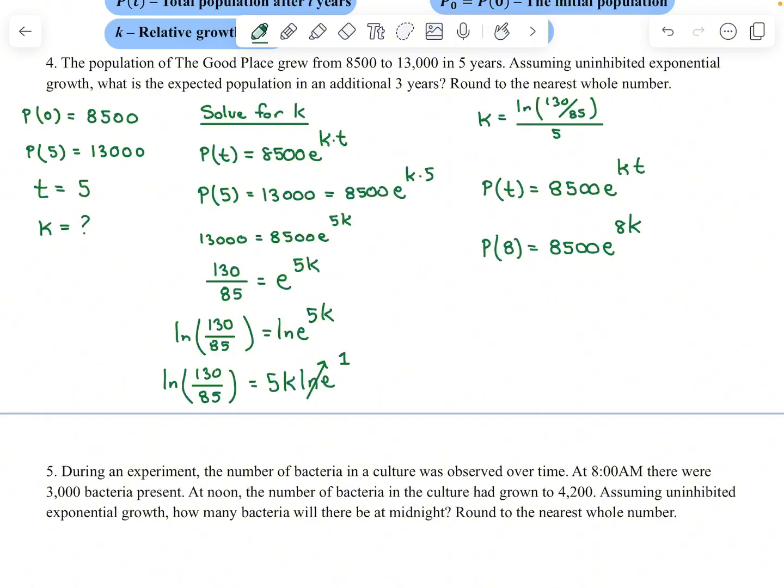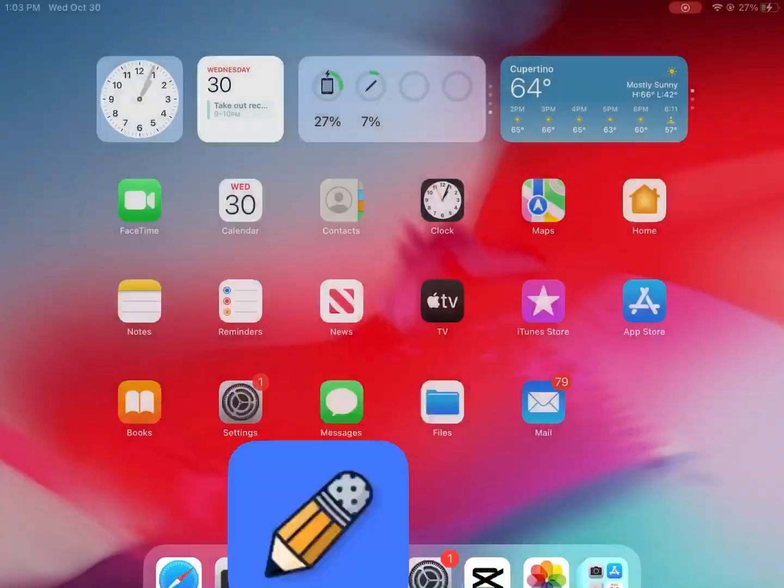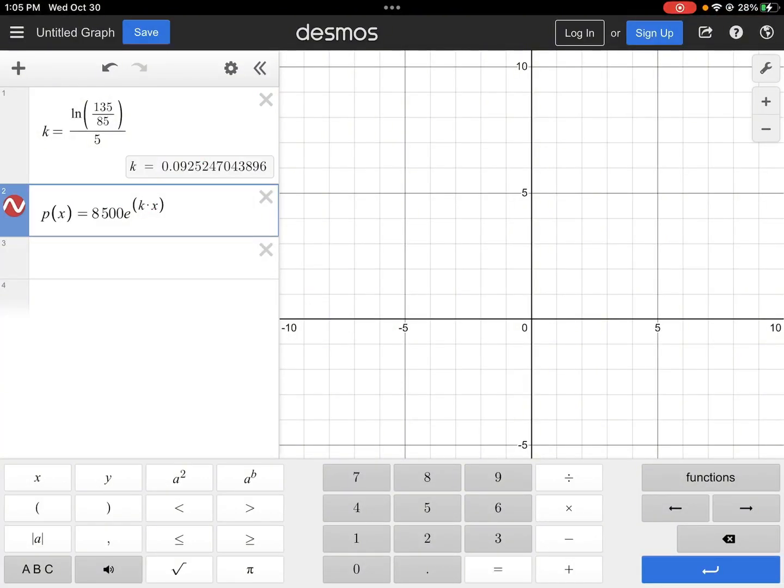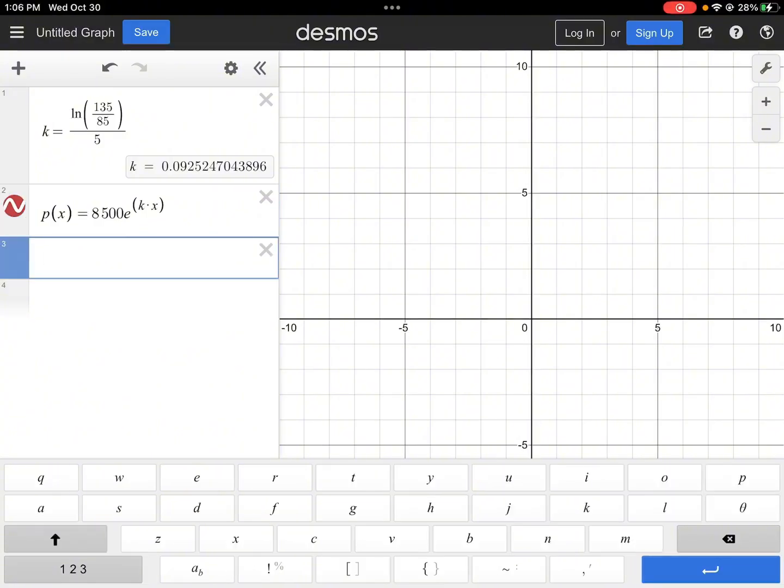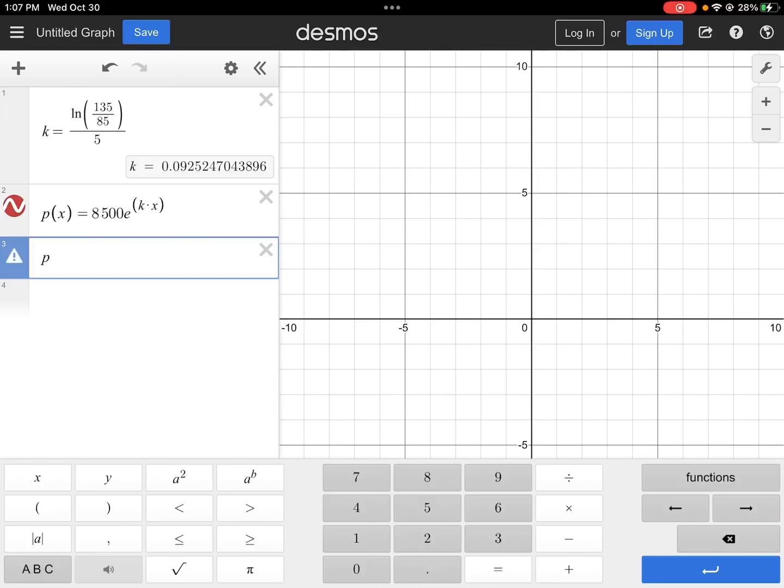I'm going to use Desmos to evaluate this expression. I've gone ahead and entered the function into Desmos. You will notice that I used x in place of t, and I did not enter the decimal approximation for k. Desmos knows that k is equal to this decimal representation because I set k equal to it in the line above.